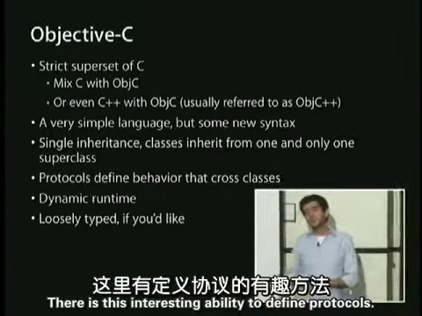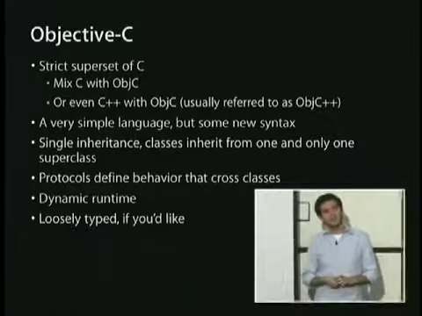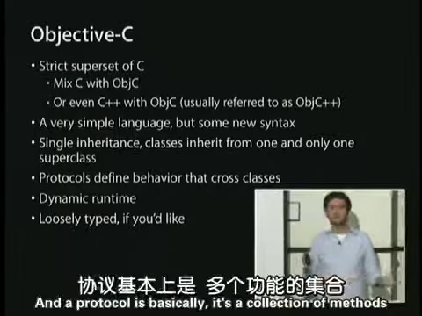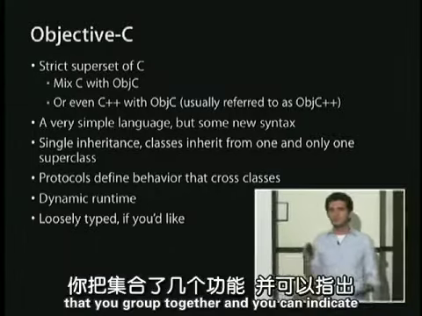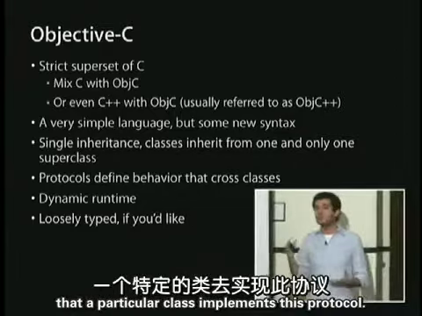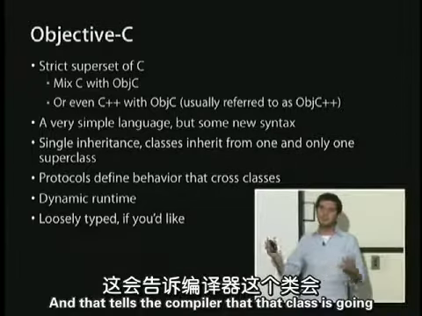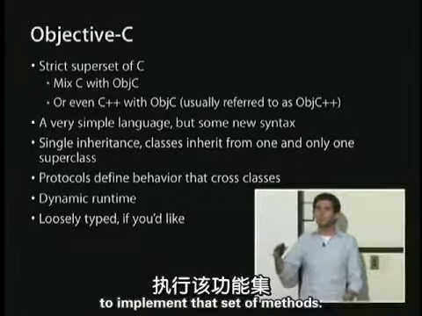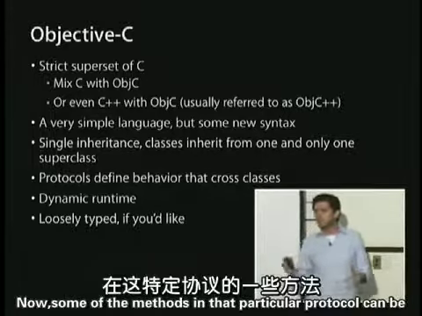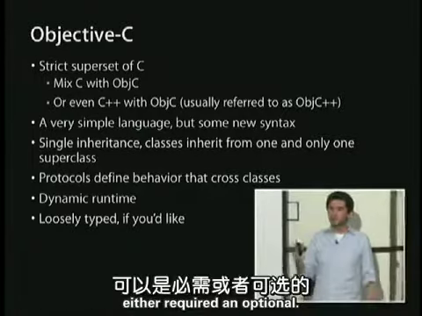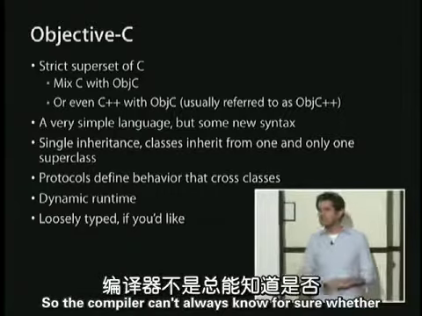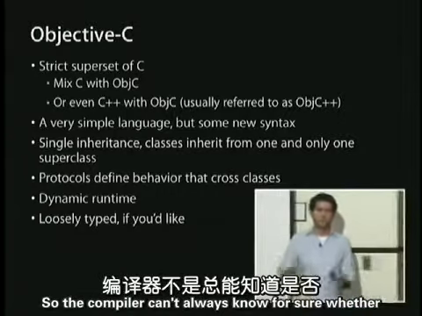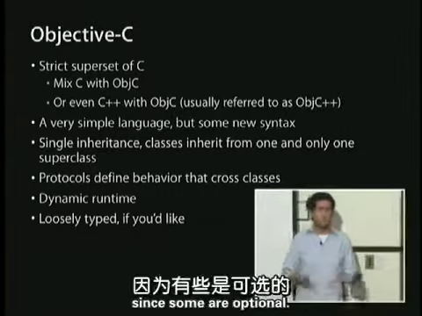There is this interesting ability to define protocols. A protocol is basically a collection of methods that you group together. And you can indicate that a particular class implements this protocol. And that tells the compiler that that class is going to implement that set of methods. Now, some of the methods in that particular protocol can be either required or optional. So the compiler can't always know for sure whether or not you're supposed to be implementing everything, since some are optional.